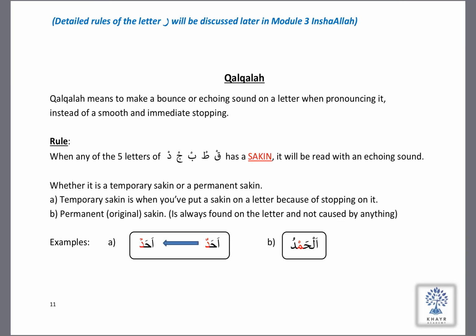So what was the question? There are 7 permanent full mouth letters. Three of them are sometimes full, sometimes empty, depending on the situation. Name me any one. Lam in the word Allah, MashaAllah. Brother Kibriad, another one. Ra, MashaAllah. And Brother Amin, one more. Alif. MashaAllah. Very good.